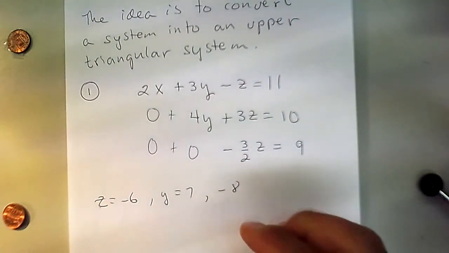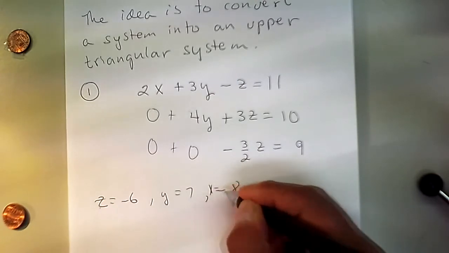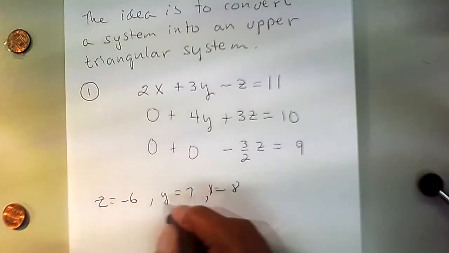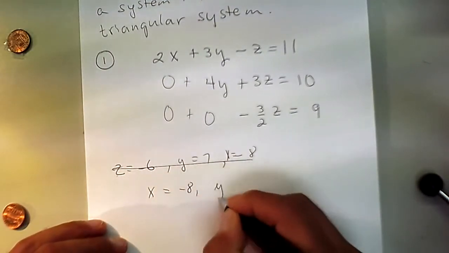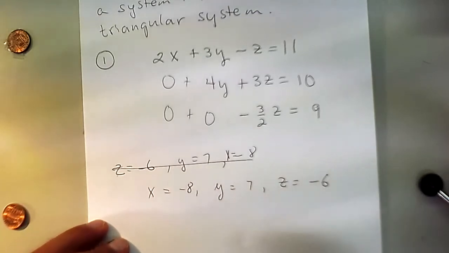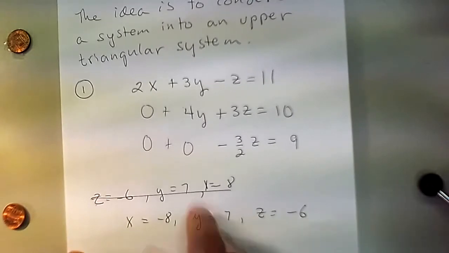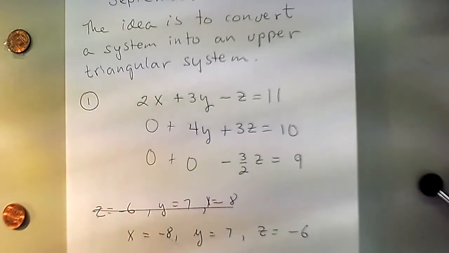So the solution, whoops, I meant to put an x here. X equals -8. So let me just write this more neatly. X equals -8, y equals 7, z equals -6. And that is quickly done once we have the system of equations in upper triangular form.